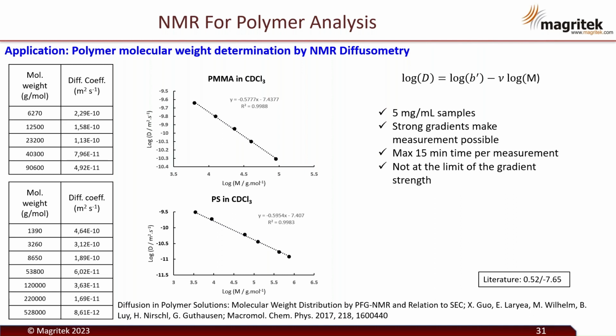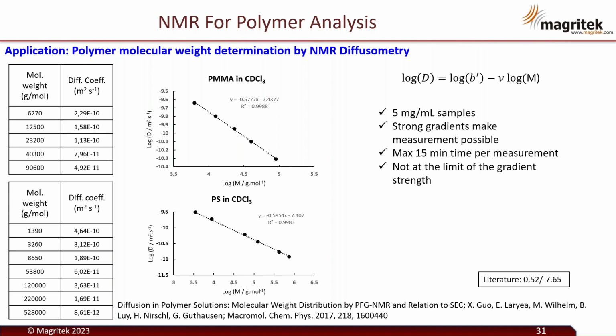So it's still quite fast to measure any of these particular measurements, and we're still not at the limit of our gradient strength. What that means is we can measure even bigger and bigger polymers without having to push the instrument and are still able to obtain very nice data.